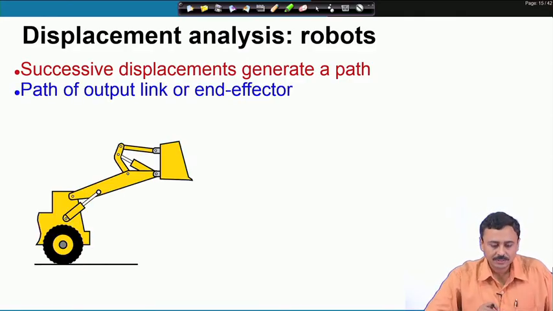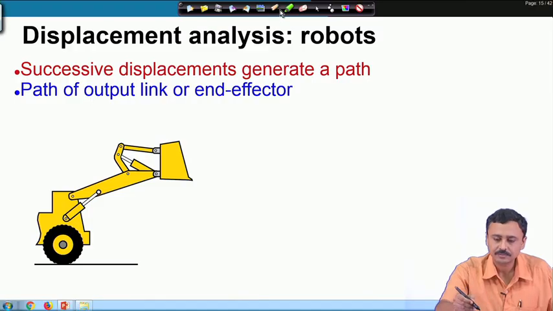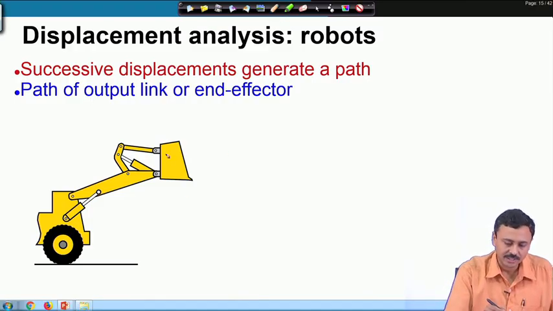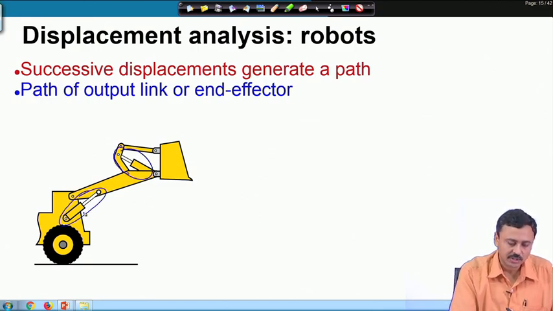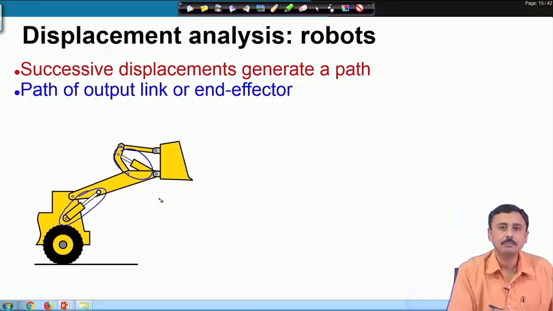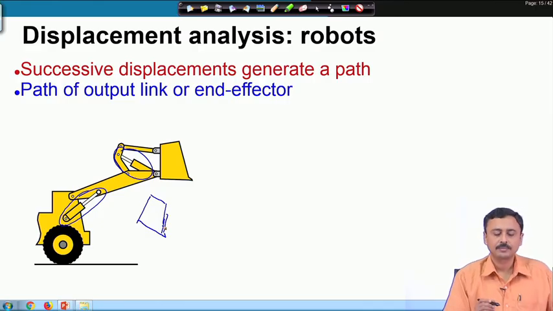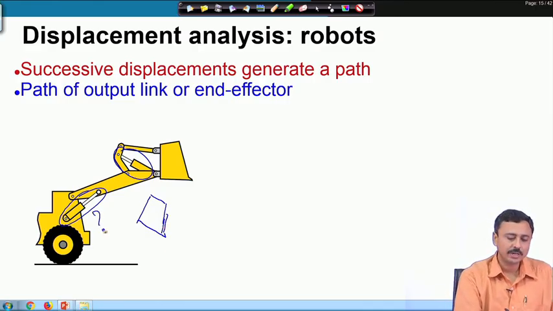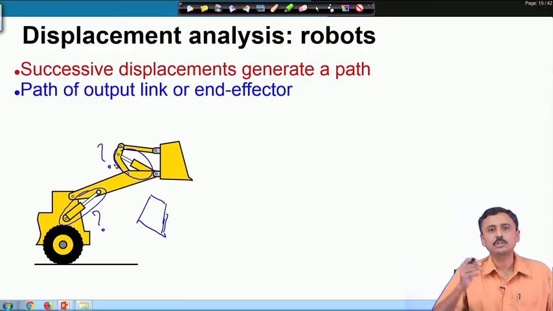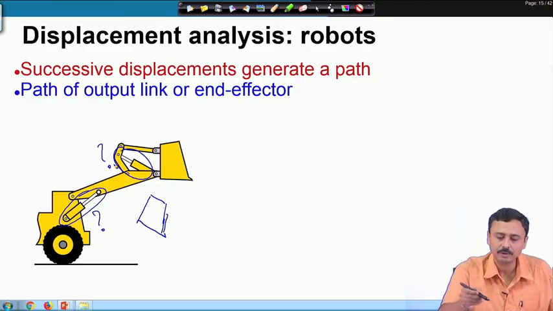Let us look at this example of this excavator. This bin at the current position for a given actuator throw is here. Suppose I change the actuator throw, where will this bin move? Or I can also ask this question, if I want my bin here, what should be the actuator throws? What should be the expansion of the actuator? This is again a problem of displacement analysis.